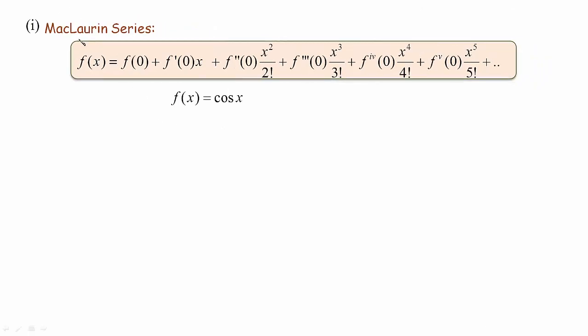So, as before, we use the Maclaurin series to create a power series for the function. And this time, the function f(x) is equal to cos x. So first we need to carry out successive differentiation to give us the coefficients in this series.